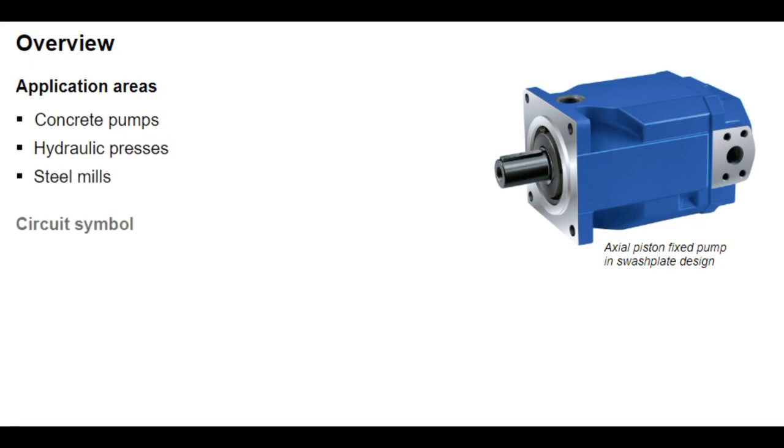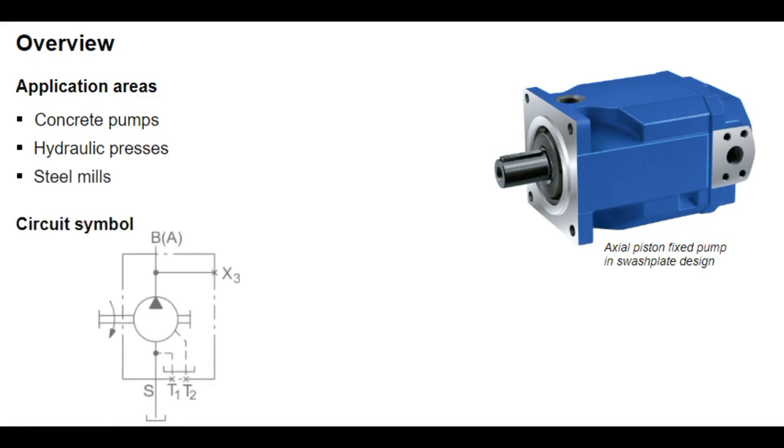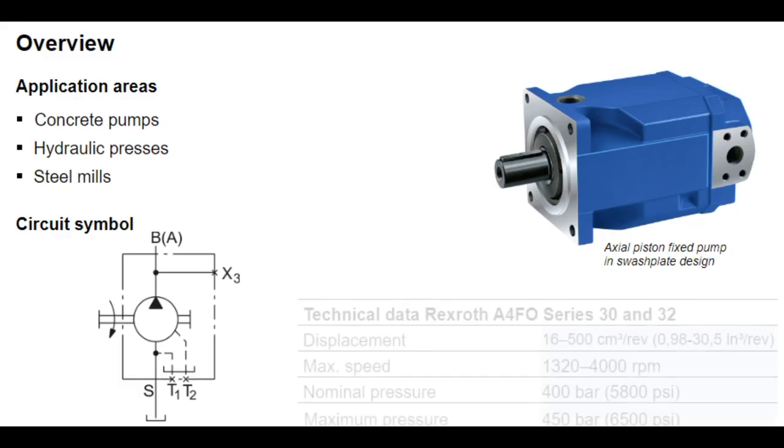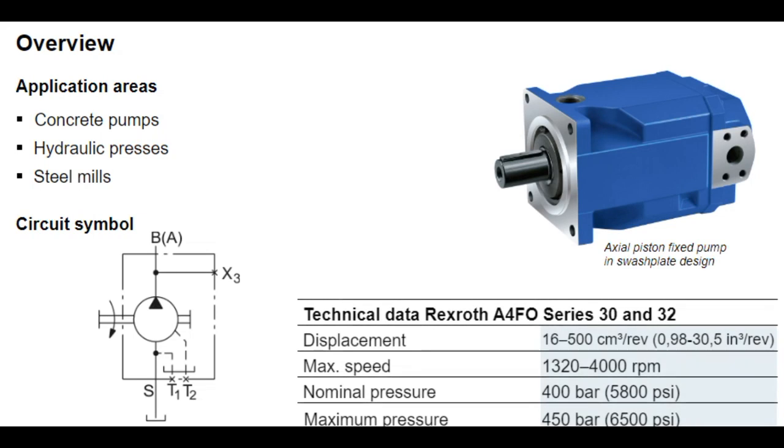The circuit symbol for this kind of pump is the symbol for a fixed pump with internal leakage return line and a measuring port X3. Ports T1 and T2 are used to bleed the axial piston pump. The A4FO comes in 8 different sizes, from 16 to 500 cubic centimeters per revolution.